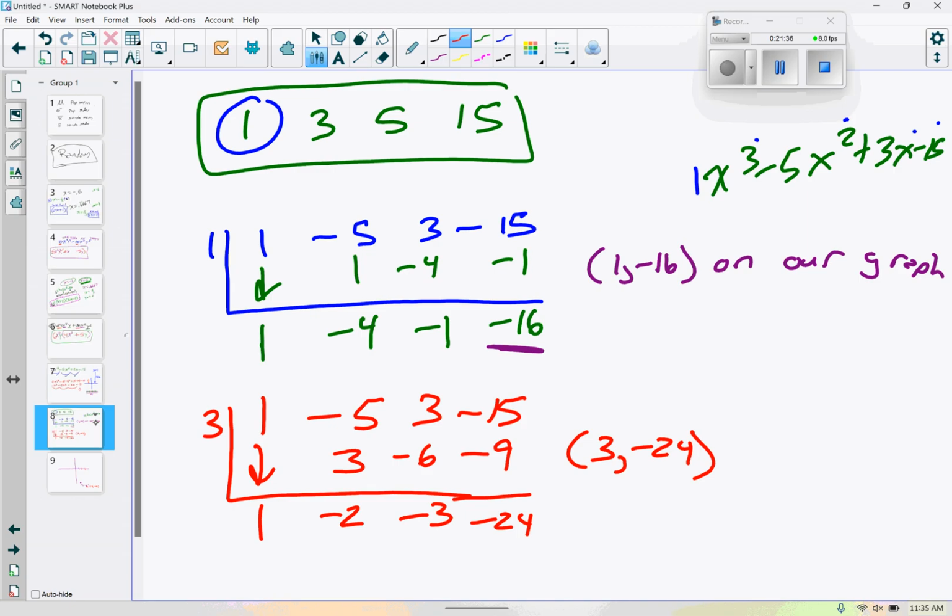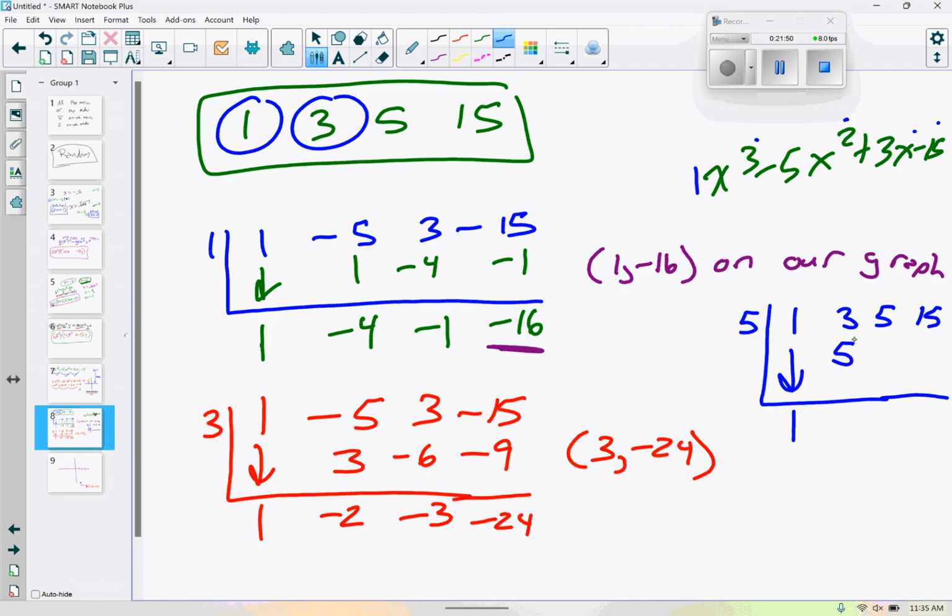Okay. Let's see, if 1 doesn't work and 3 doesn't work, well, let's see if 5 works. I got 1, 3, 5, 15. And again, using synthetic division, bring this down. 1 times 5 is 5. Add those, I get 8. 8 times 5 is 40. It gives me 45.